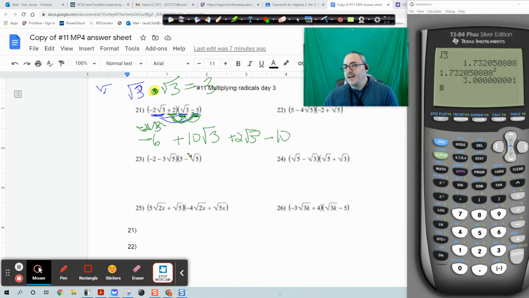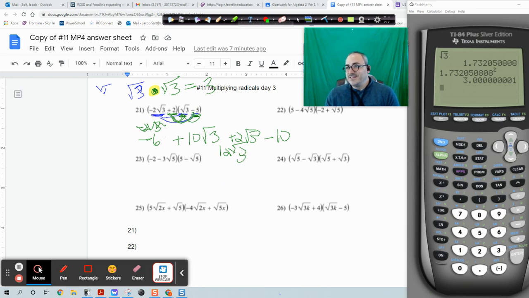And I can add these two together because they're both under the same radical. This is radical 3. This is radical 3. I can add them together to become 12 times radical 3. So I have a final answer.